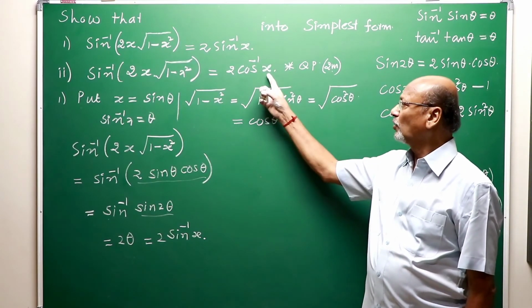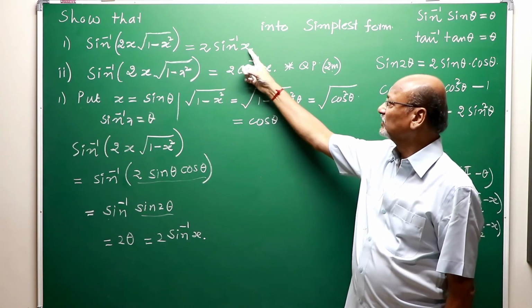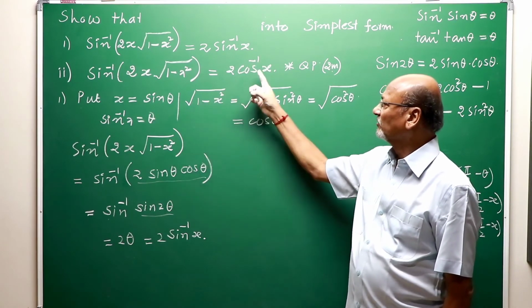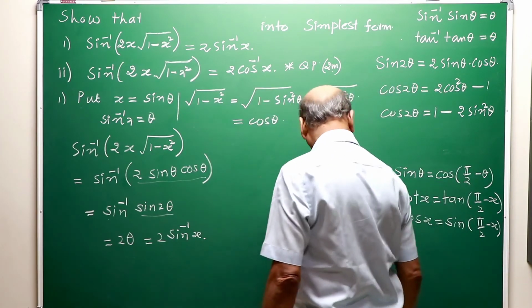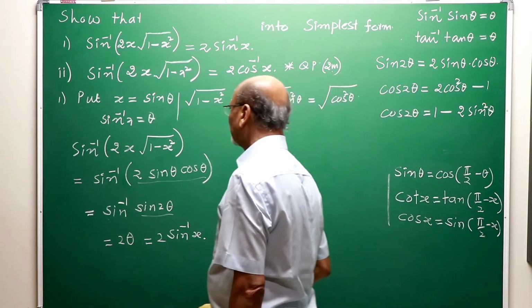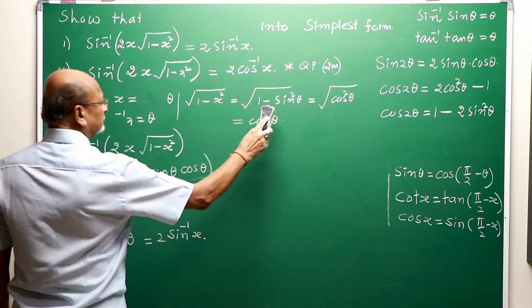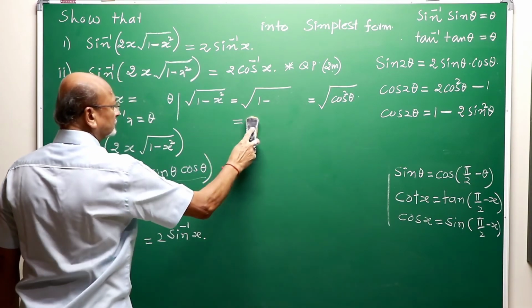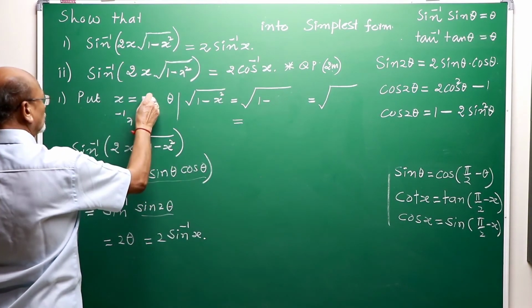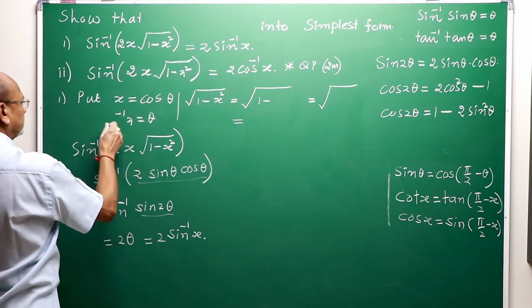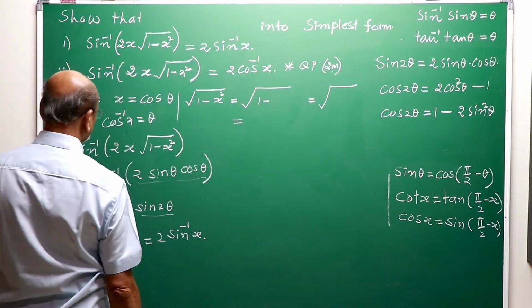Now 2 cos inverse x. When RHS is 2 sine inverse, put x equal to sine theta. When RHS is 2 cos inverse, put x equal to cos theta. In this case, friends, put x equal to cos theta. Bring this side: cos inverse x is theta.